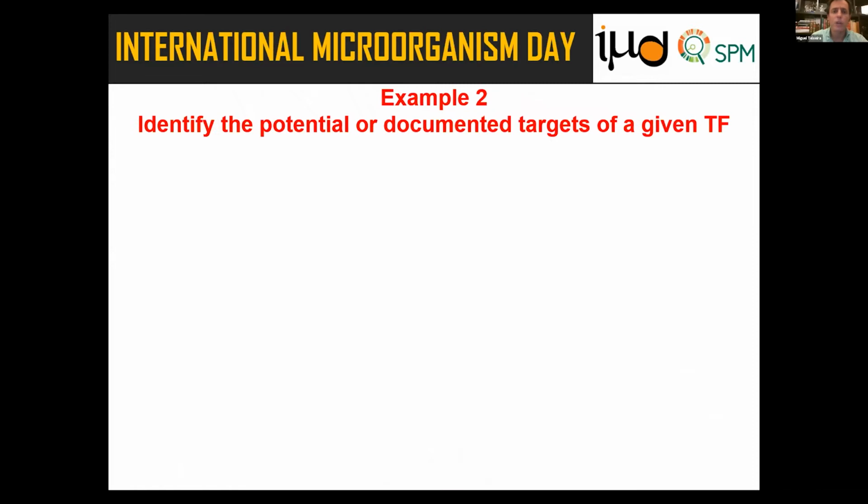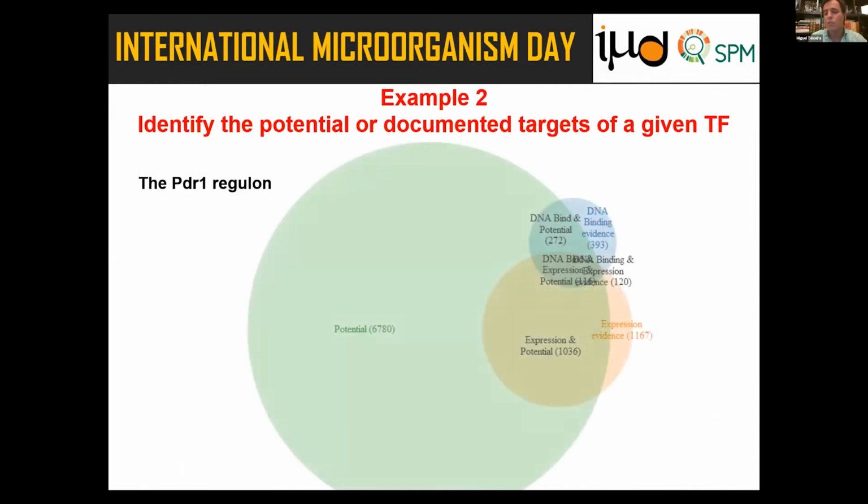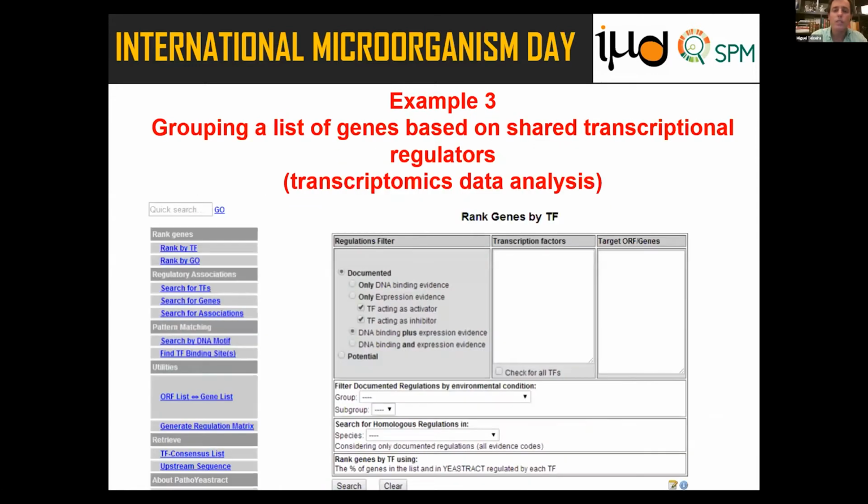As a second example, we can also identify all the potential or documented targets of a given transcription factor. And there are several ways of looking at the resulting data. There are exhaustive tables, but also a couple of more graphical depictions. And this is an example which shows that besides having an idea of how many targets, we can also filter the targets based on the evidence, the underlying techniques that were used to identify these regulatory associations. A third example is how we can use the Yeastract database and the data therein to analyze transcriptomics data.